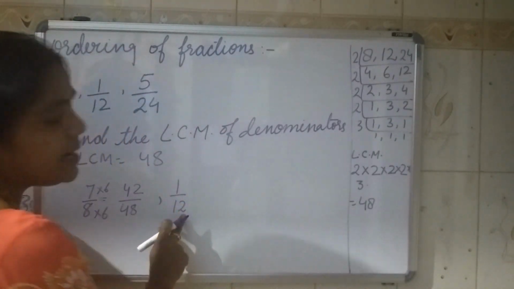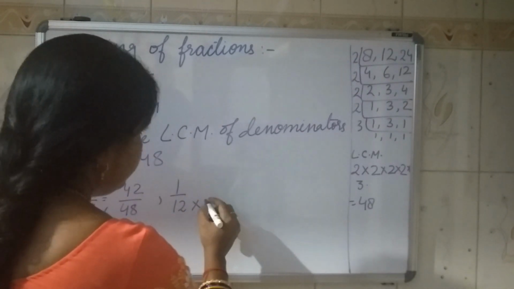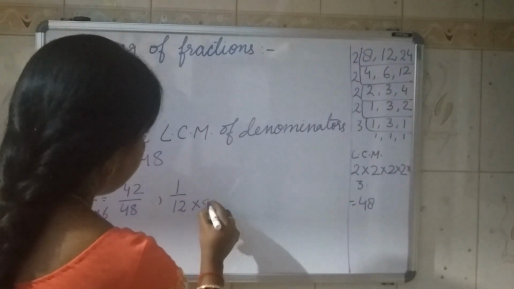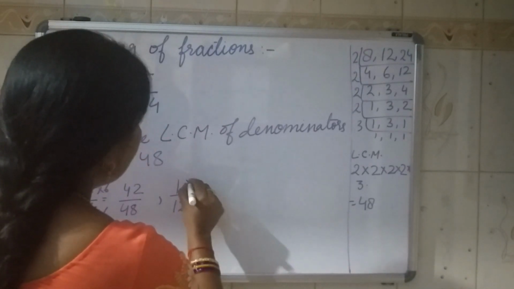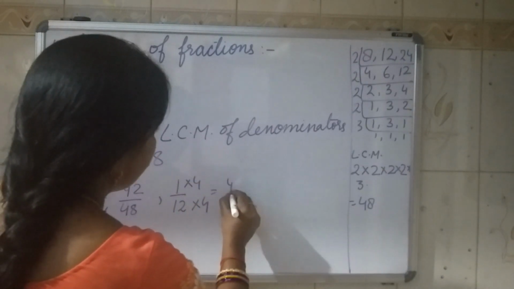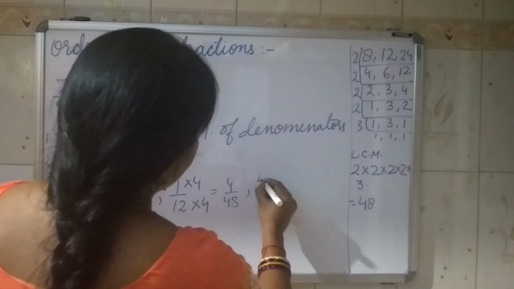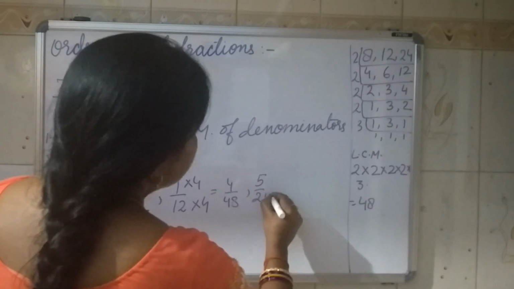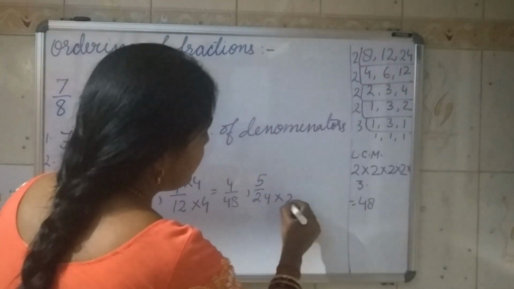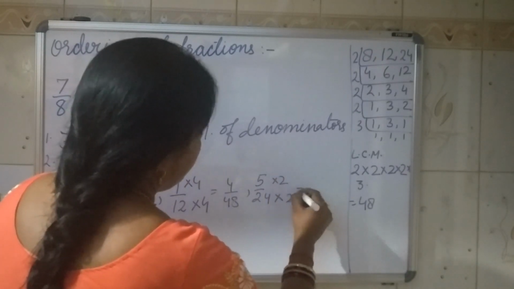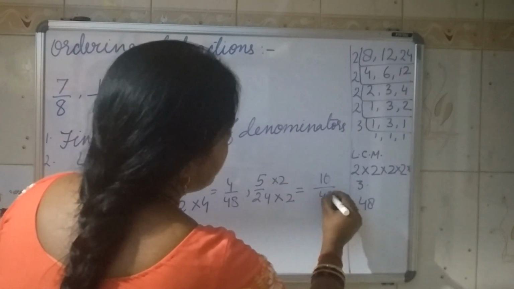Which number will we multiply with 12 to get 48? 12 fours are 48, so both will be multiplied by 4. It is 4 upon 48. And the third one is 5 upon 24. Which number will we multiply with 24 to get 48? It is 2. 24 twos are 48. 5 twos are 10 and 24 twos are 48.